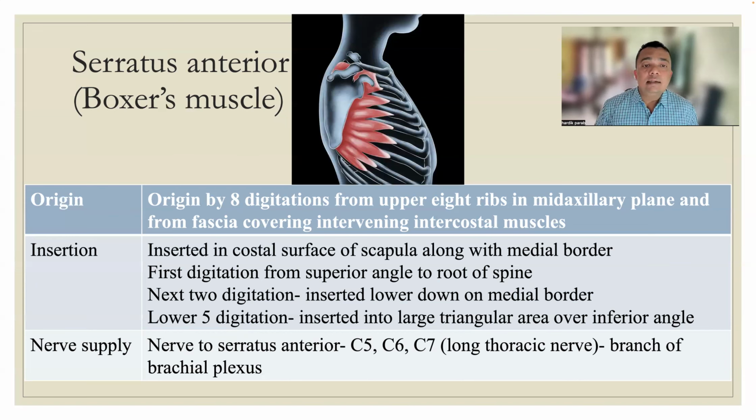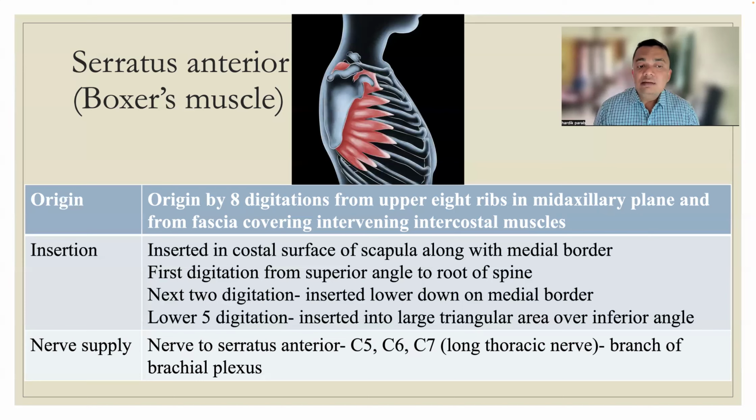So serratus anterior, it originates by 8 digitations from the upper 8 ribs in the mid-axillary plane. So from the mid-axillary plane, your first 8 ribs will be giving origin to this serratus anterior. It originates from the fascia covering the intervening intercostal muscle. So from here they get origin. You can see in muscular people, you can see the serratus anterior, all 8 digitations. You can see them over there.